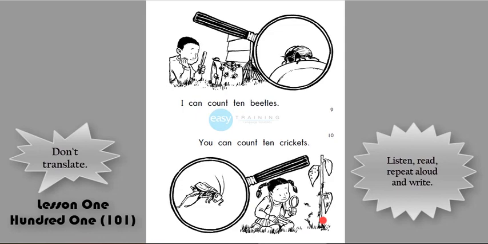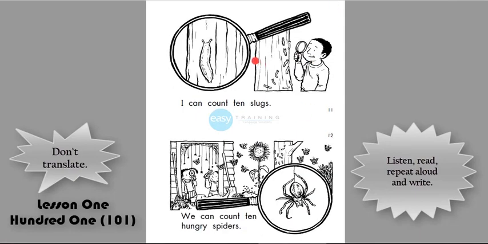1, 2, 3, 4, 5, 6, 7, 8, 9, 10 crickets. You can count 10 crickets. Can you count 10 crickets?